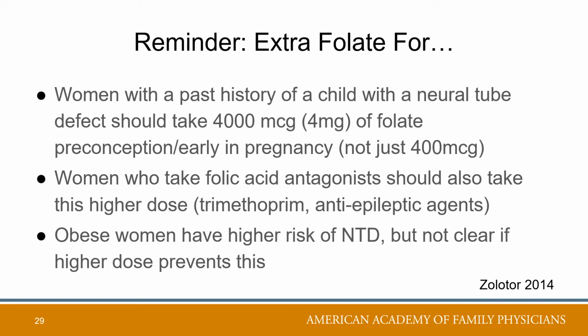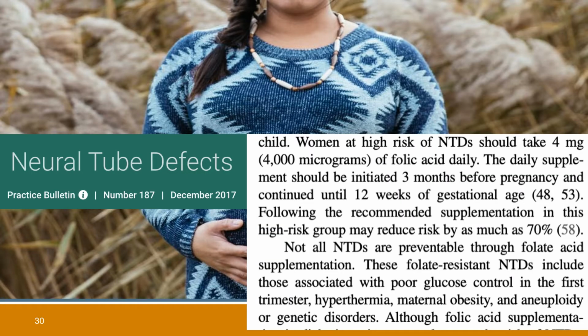Obese women may have a higher risk of neural tube defects as well, but it's unclear if the higher dose actually prevents this. This is one of the ACOG bulletin snapshots that helps us think about the risks of neural tube defects and the supplementation recommendations, including 4 milligrams of folic acid daily. Initiate this 3 months prior to pregnancy and continue this up until 12 weeks of gestational age. And then you can read the rest of the guideline online to understand the additional subtleties of this.